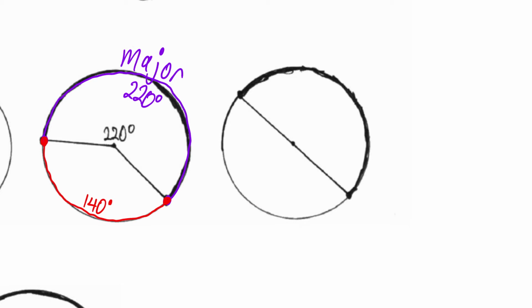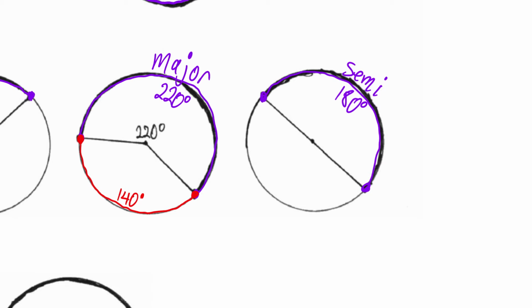Okay? On this one, what's that? Oh, we're lagging. All right, semicircle, how many degrees? Exactly 180 degrees. Yeah, we're lagging bad. Come on.